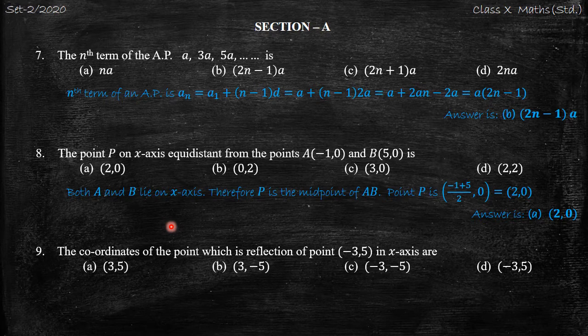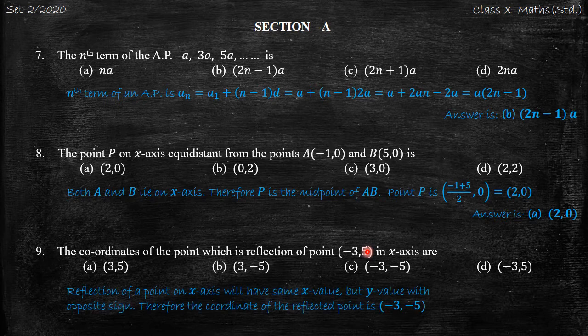The coordinates of the point which is the reflection of the point (-3, 5) in the x-axis are. To get the reflection on the x-axis, the x value will remain the same. Only the y value will have the opposite sign. So it will be (-3, -5), which is option C.